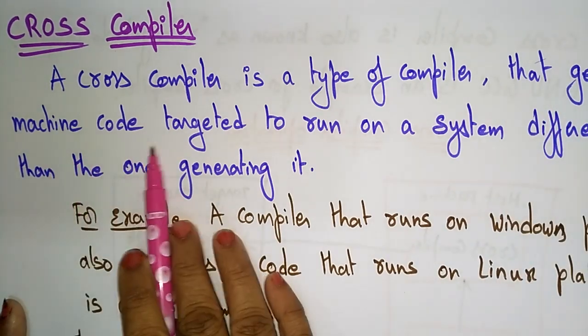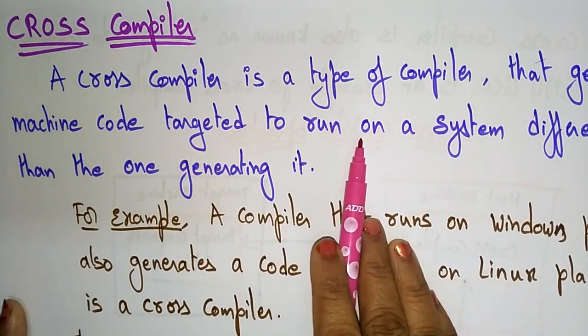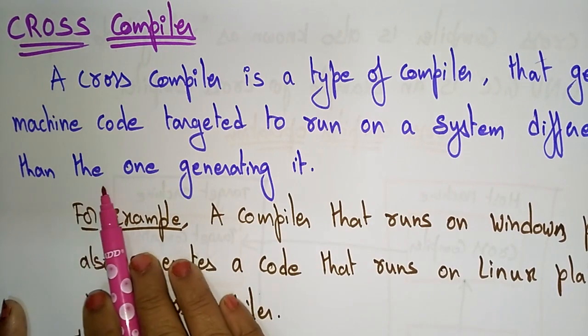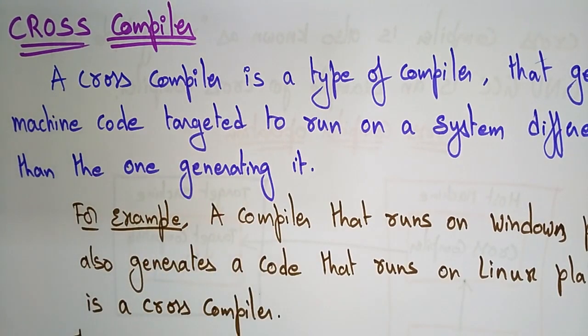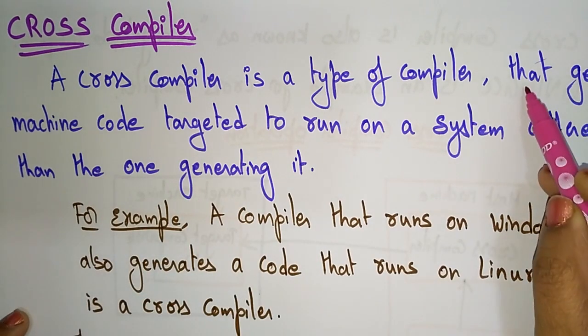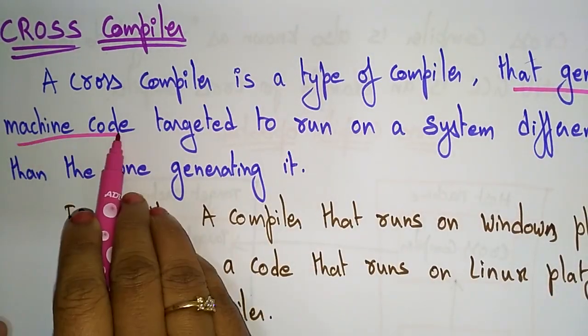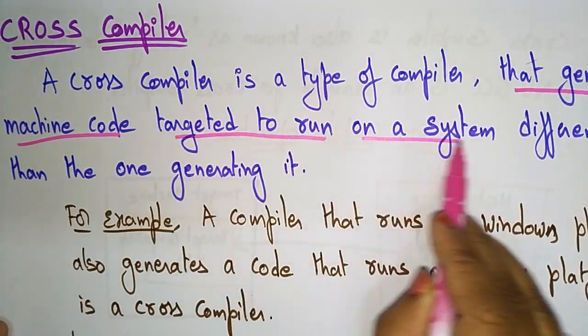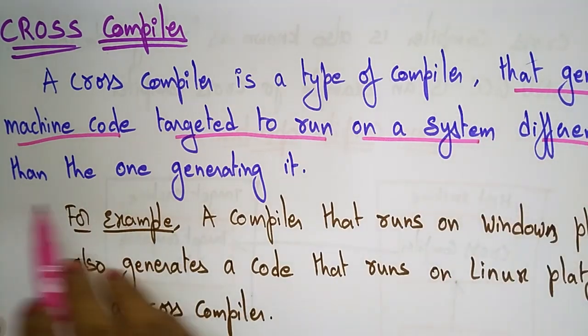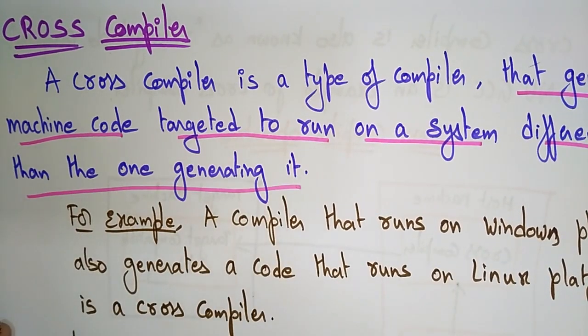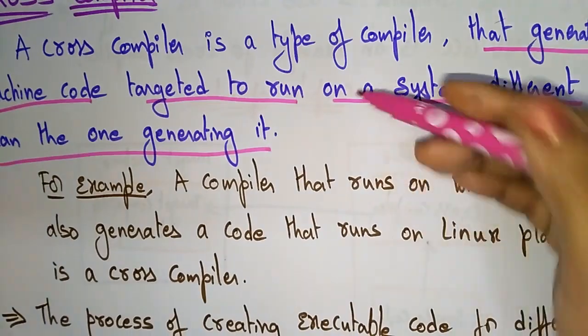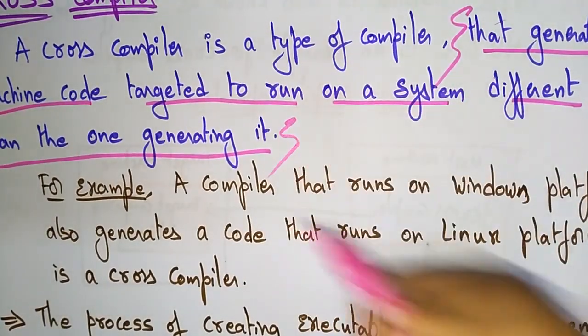It generates machine code targeted to run on a system different than the one generating it. So what does it mean? Let's see the example, then you'll understand what this concept is.